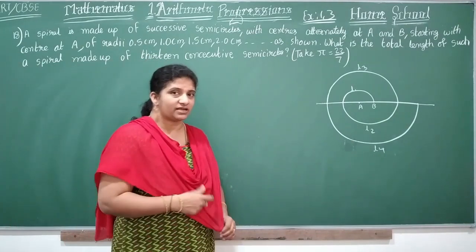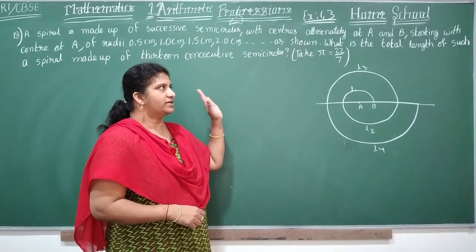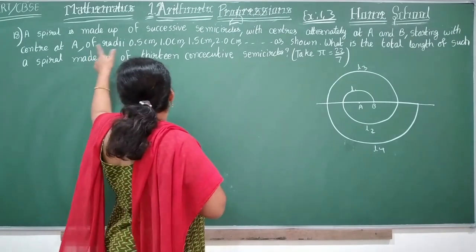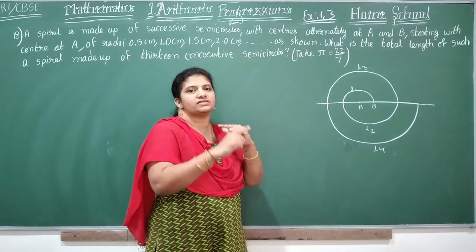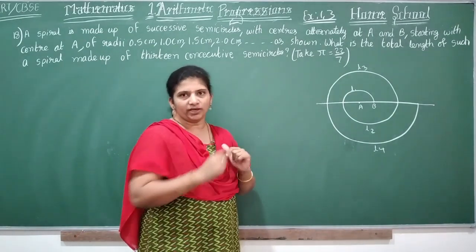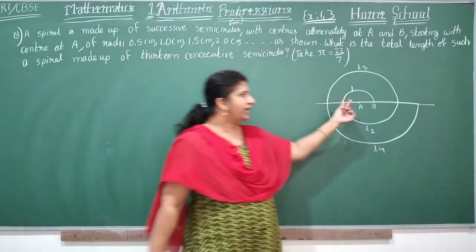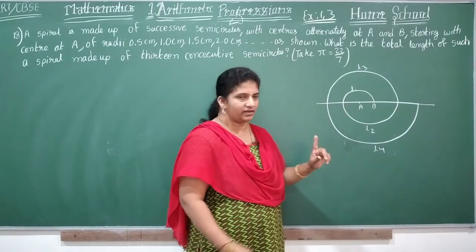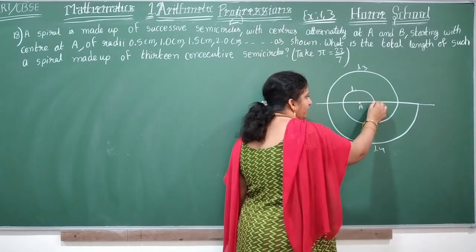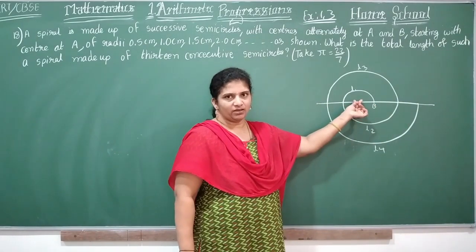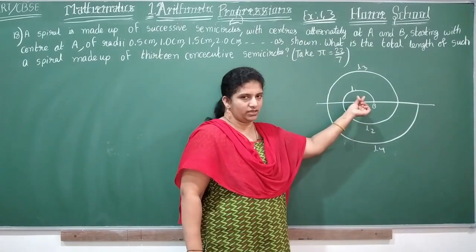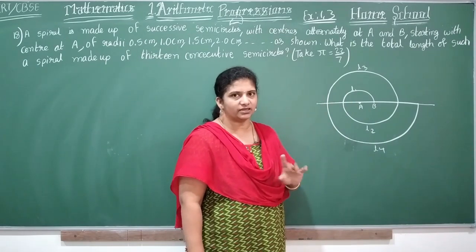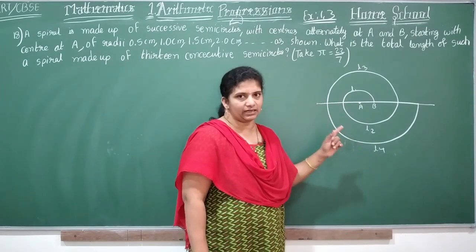See here, how many semicircles are there? 13. Some question is given. What is this question here? A wire or a spiral is rounded here. Look here carefully. There are two centers given, not one center. Understand the concept carefully. At A, suppose A is a center. Here we should not consider a circle. We need to consider a semicircle.